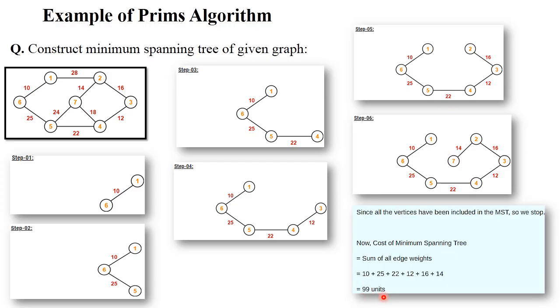Okay. Generally we measure speed per second, or distance in meters or kilometers, right? So here the minimum spanning tree weight can be calculated with units. Okay, so 99 units. So this is the example of Prim's algorithm. Clear? It finds the minimum path from the related vertices. So this is the concept of Prim's algorithm.